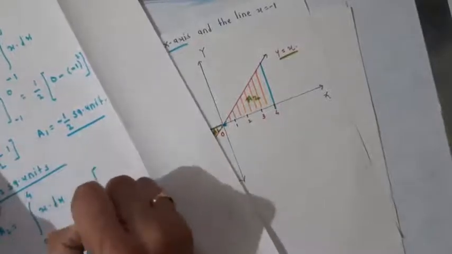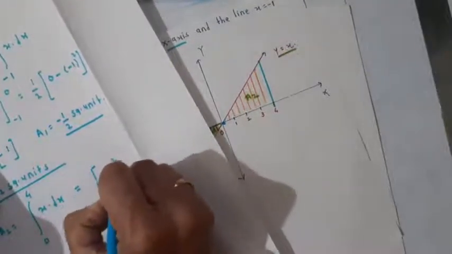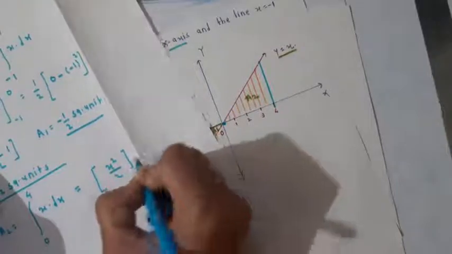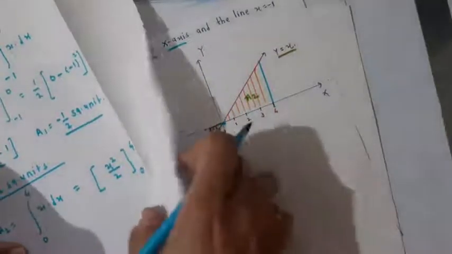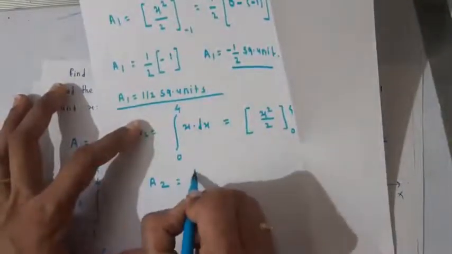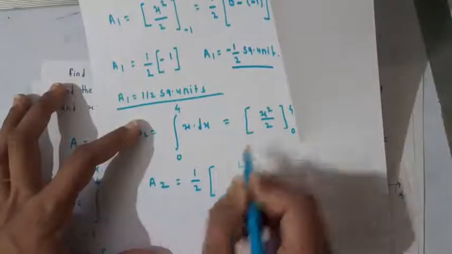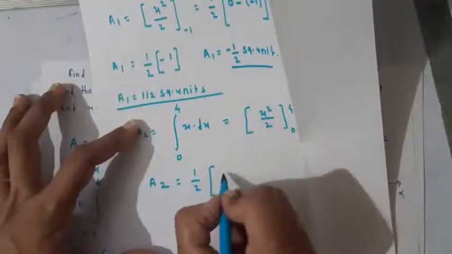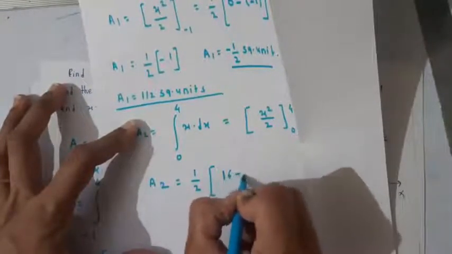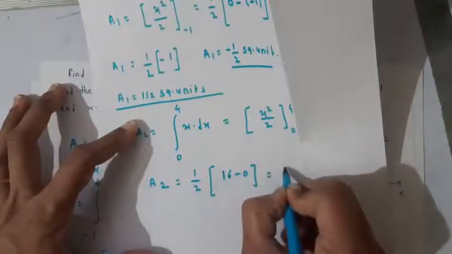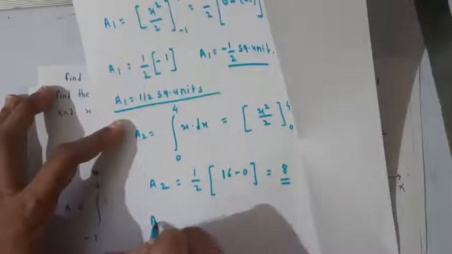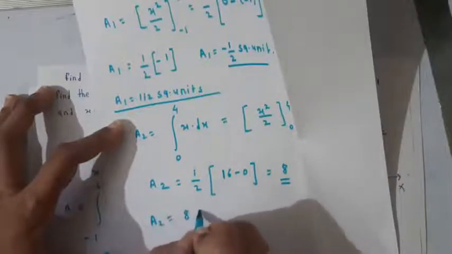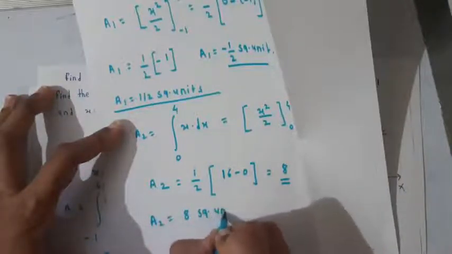And this is equal to x square upon 2, limits of integration 0 to 4. Hence A2 equals 1 by 2 x square, that is 4 square is 16, minus 0, and this is equal to 8. Hence A2 equals 8 square units.